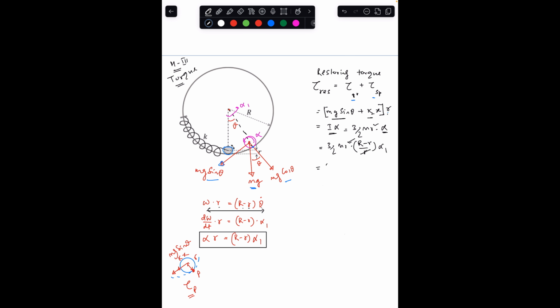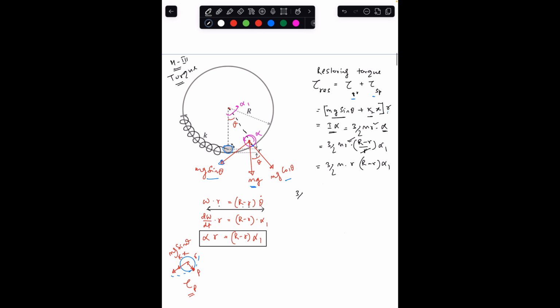This is cancelled. So 3 by 2 m into (R minus r) into alpha 1. Now I am going to approximate. So I am writing 3 by 2 m (R minus r) alpha 1 is equal to mg sin theta plus k into x, which we already got earlier, that is equal to (R minus r) into theta total, and the small r gets cancelled.